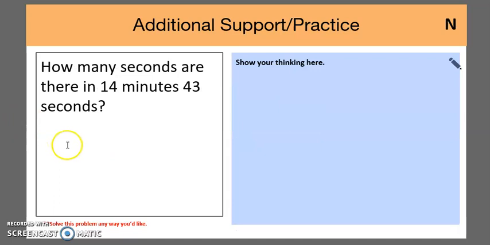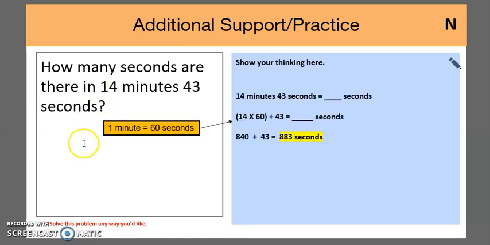Here's another problem. How many seconds are there in 14 minutes, 43 seconds? So pause the video, think about how we can support our students with this. On the next slide, we know that 1 minute equals 60 seconds. And again, we want to encourage students to convert the minutes to seconds. And since seconds are already in this unit, we're not doing anything to it. So we manipulate the first number, 14 times 60, gives us 840. We're going to add it to the 43, giving us a grand total of 883 seconds.